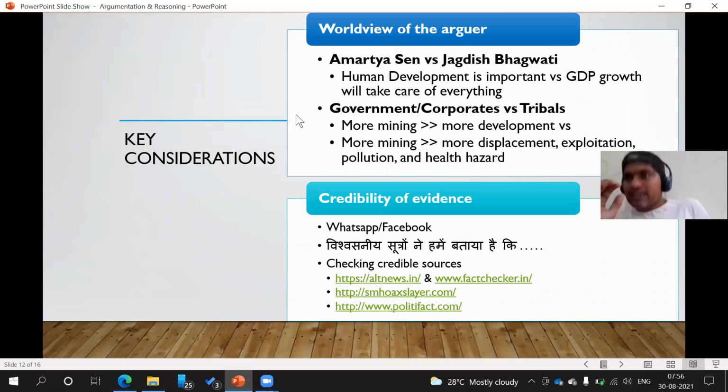Or when we are looking at, say, land acquisition in tribal areas, the governments or corporates will say that more mining means more development in terms of more economic output, more jobs, etc. While the tribal people, whose lands the government proposes to acquire and mine, see that more mining means more displacement, more exploitation, more pollution, more health hazards. All their lives will be destroyed. So whose side are you looking at it from? And who is right, who is wrong? All that needs to be considered.